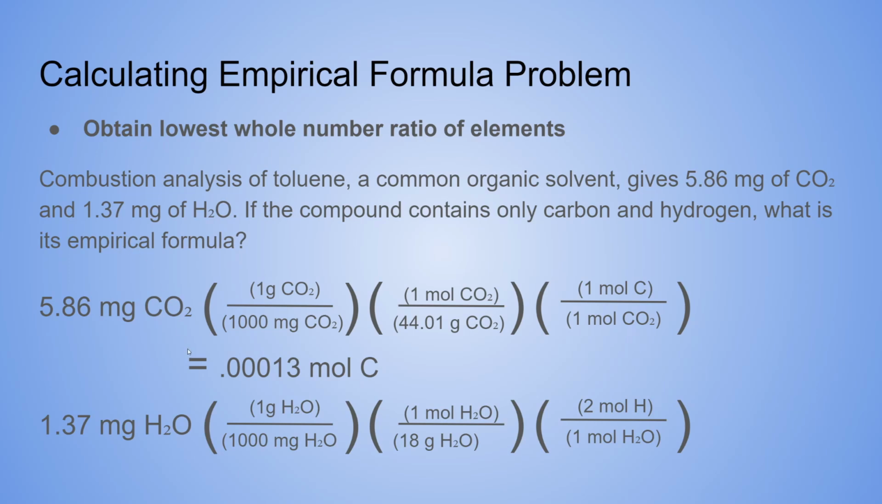Then we go ahead and we do the same thing for hydrogen, and we have 1.37 milligrams of H2O. We do the same thing where we convert milligrams into grams, and then we convert grams into moles again. The difference with this one is there are 2 hydrogen within H2O, so it is 2 moles of hydrogen over 1 mole of H2O. And that will give us 0.00015 moles of hydrogen. So we have taken our milligrams, which we were given, and converted them into moles so that they can work with each other and we can work to get our formula.